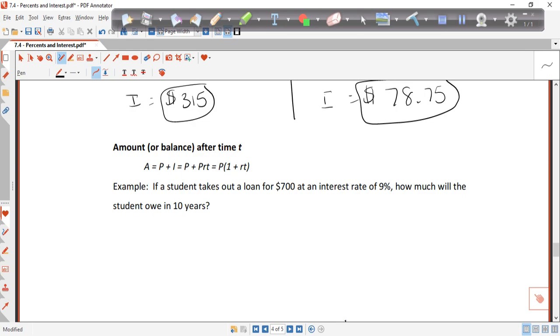Right here, it's showing PRT. That's what interest is. And then factoring out the P. So the formula I'll give you will look like this. A equals P parentheses 1 plus RT.